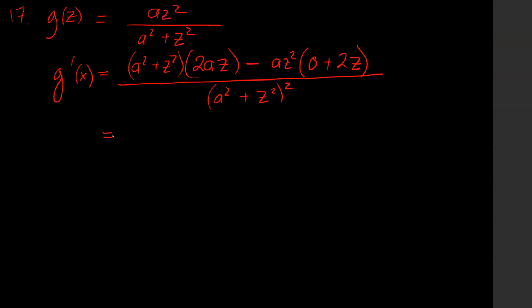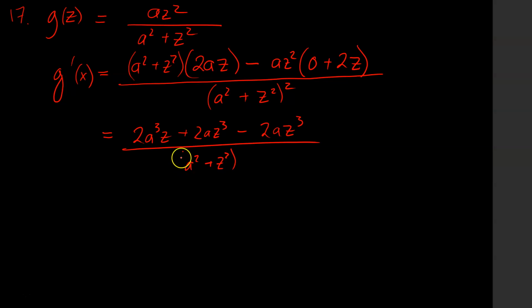Let's see, does anything combine? 2a cubed z plus 2az cubed minus 2az cubed. Oh, wow, that's interesting. Is that right? 2 times a times z times another z? Yeah.